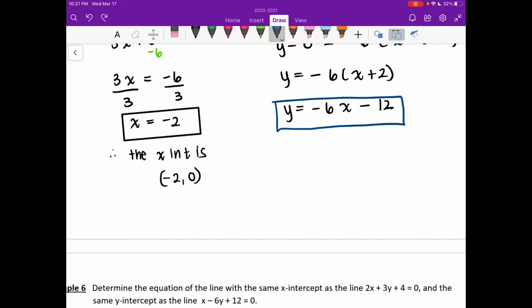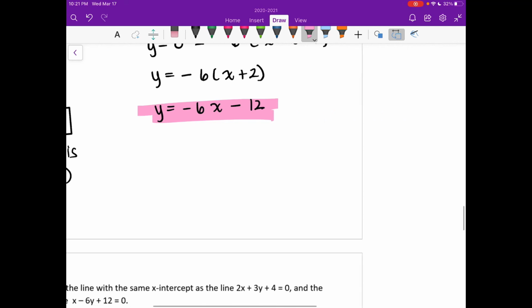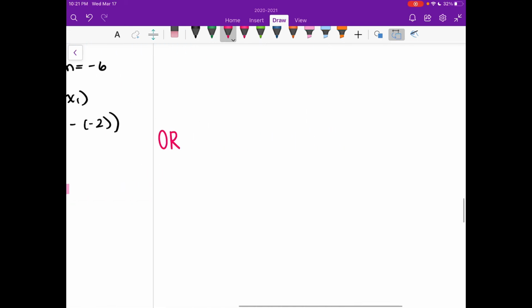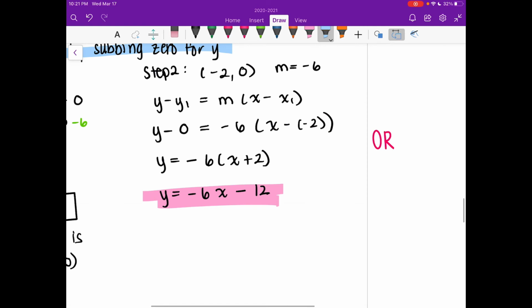Oops, I'm just going to make this look a little nicer. Maybe I'll put in a highlight. So that's my equation of the line, right? Another way that you could have done this, and I'm just going to write a big OR here, is that was step 2, and then you get the equation of the line by the end of it.